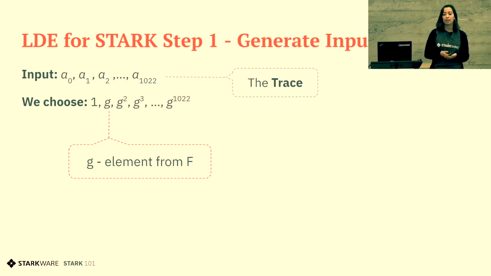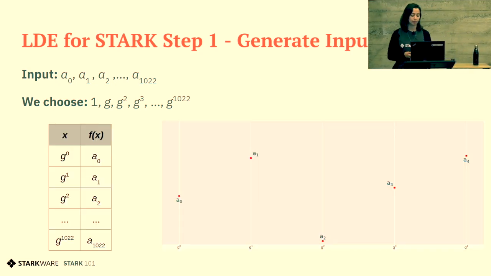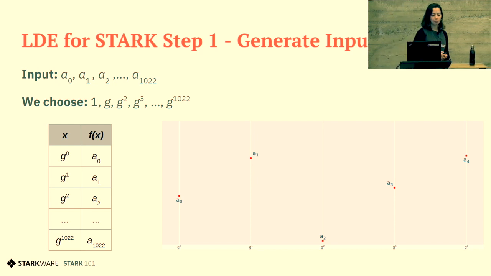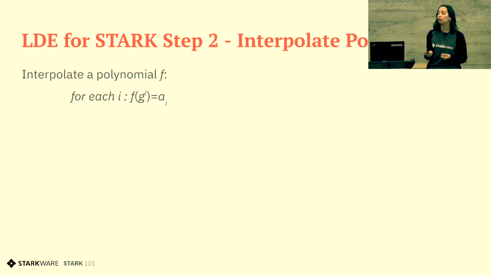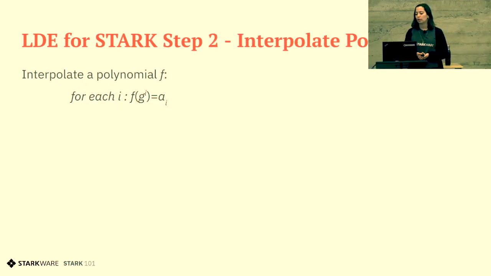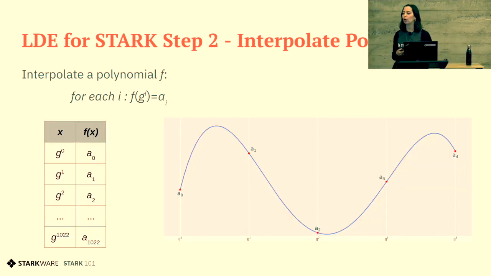And we view them as a set of pairs. g to the power of i goes with A_i. Now, we interpolate a polynomial through these points, so we encode our sequence using a polynomial. So we get the polynomial f such that f of g to the power of i equals A_i. And you see the blue curve again, just as we've seen before.